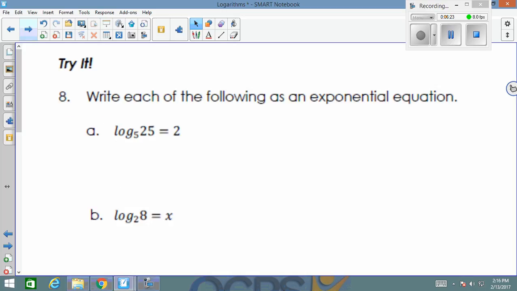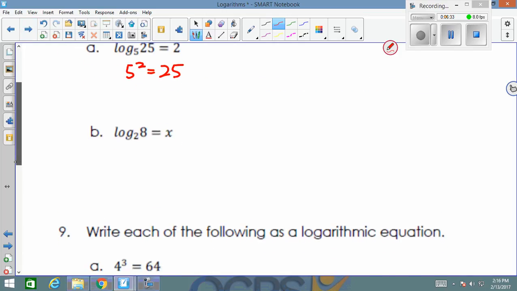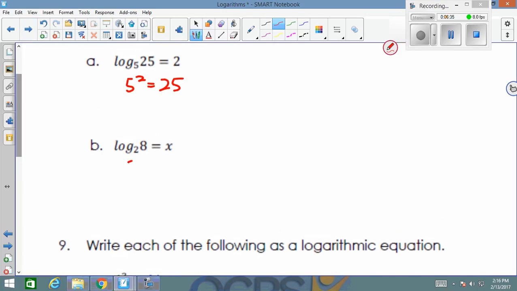Okay, so here's something to try. It says write each of the following as an exponential equation. Okay, so here it would be 5 squared equals 25. On this one, it would be 2 to the x equals 8, but I can convert that, so 2 to the x equals 2 to the third, so in this case x would equal 3.